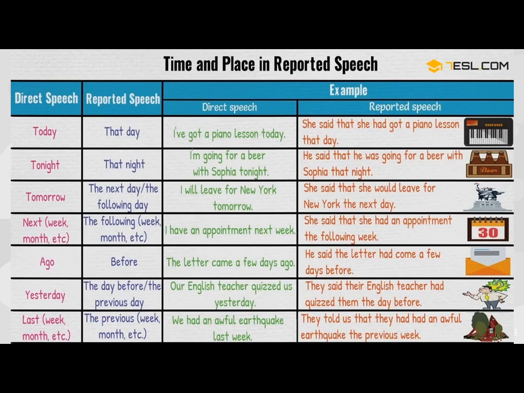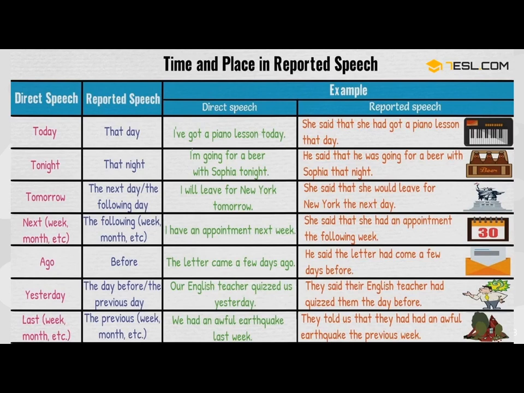I've got a piano lesson today. That's the first example. So she said that she had a piano lesson that day. So that means instead of saying today, because you might not be expressing the sentence on the day that the person said it. So that's why it's better for you to also report the time and as well the places. You're going to see that later on. So in the case of tonight, that night. In the case of tomorrow, we can have two different options: the next day or the following day. Okay, then we continue with next week, next month, next year, and we can say the following week, the following month, the following year, etc.